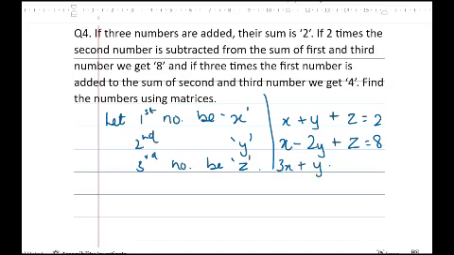So 3x plus y plus z is equal to 4. Find out the number using matrices. Now if it was not given that you have to find the number using matrices, you can actually do these really easily using your simultaneous equations. Why do I say so?